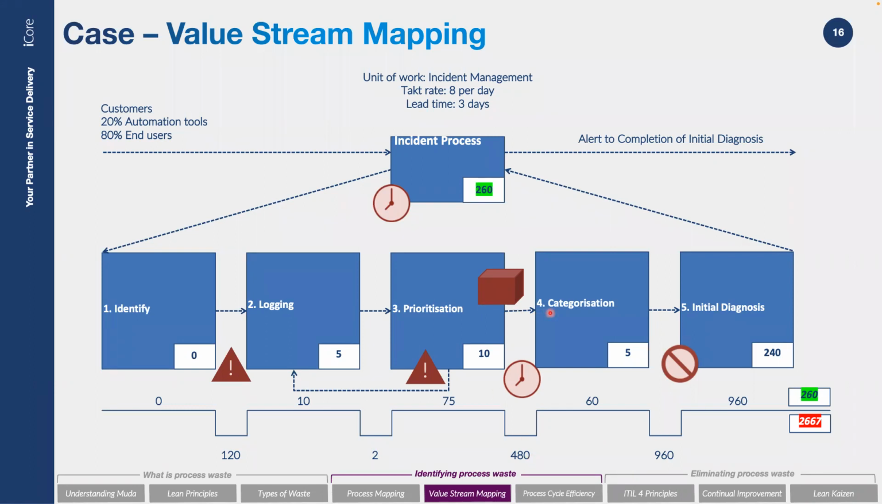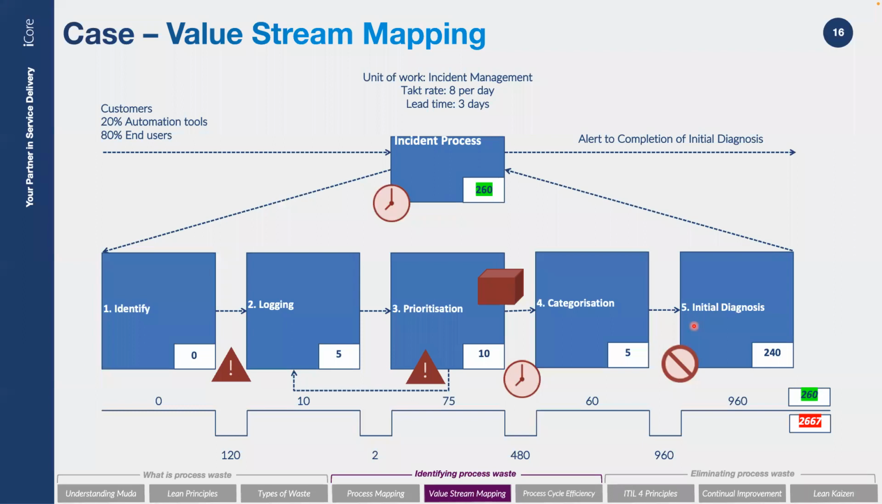How could that be? Maybe there's an issue with a tool set. Maybe there's an issue with working with suppliers for this. It's hard to tell until you dig into those areas. And of course, it basically stops here between categorization and initial diagnosis. Why is that? This is where we go to having a look at the lean principles and also understanding what these elements are that we need to look into.